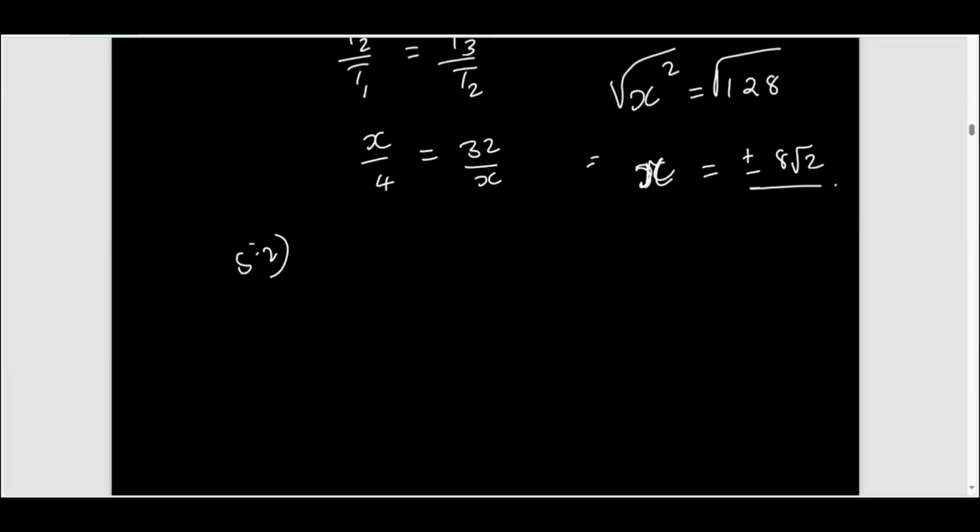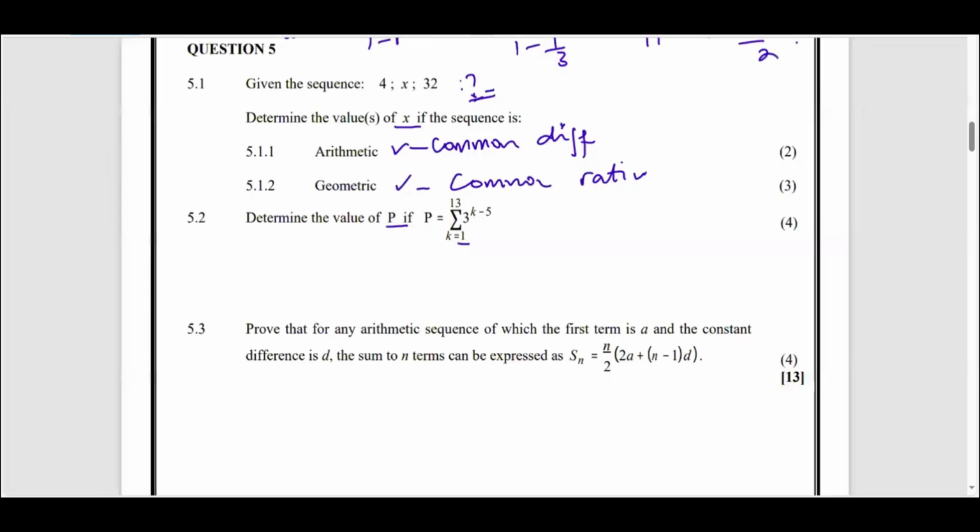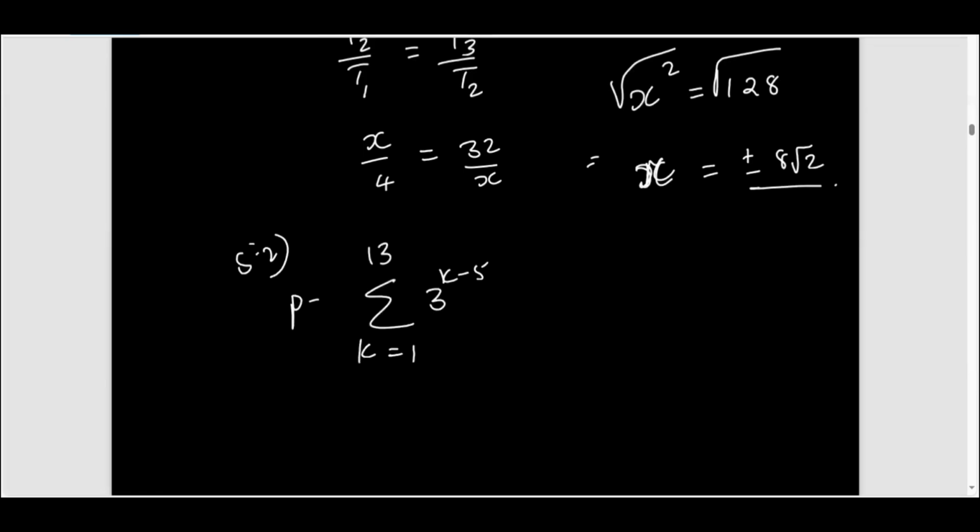All right, so we have sigma notation from K is equal to 1 up to 13, of 3 to the power K minus 5. For this case, they want us to get the sum. But we don't know whether it's arithmetic or geometric. You can take a guess and then see, but we need to be sure what we're dealing with.